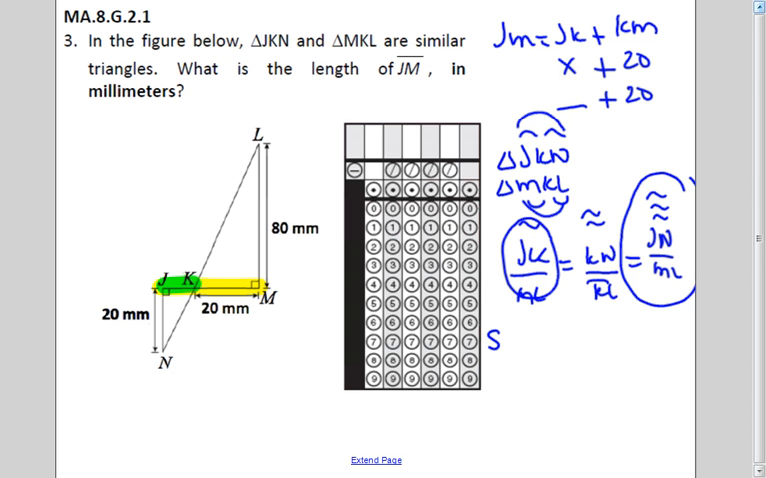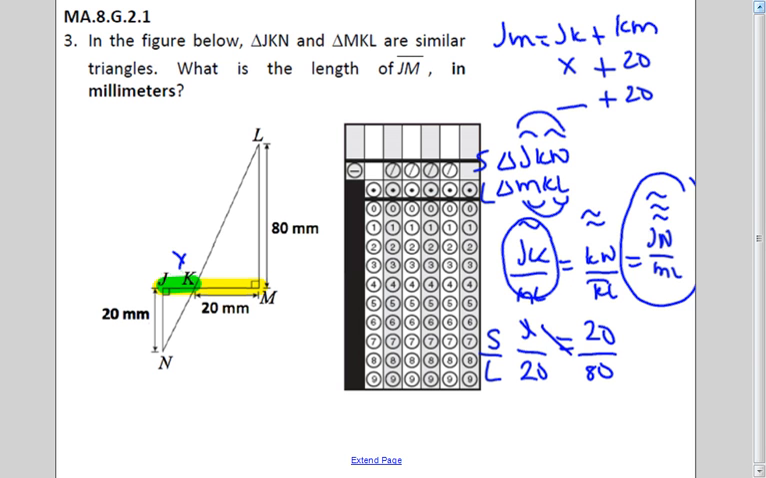Rewrite our fraction as small over large, because triangle JKN is a small triangle and triangle MKL is a large one. Then JK, which we don't know, we said is going to be X. So you're going to say X over MK, which is going to be 20, is equal to JN, which is 20, over ML, which is 80.